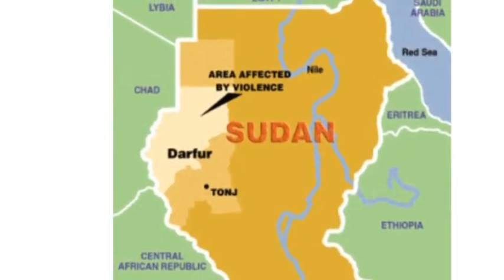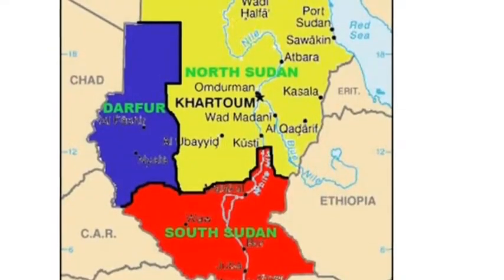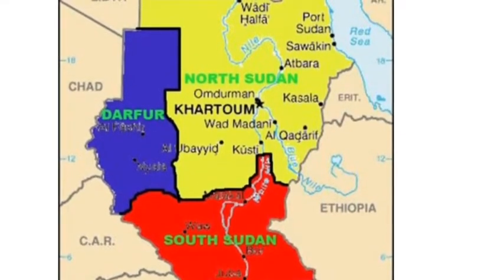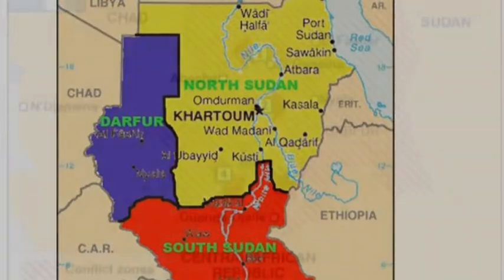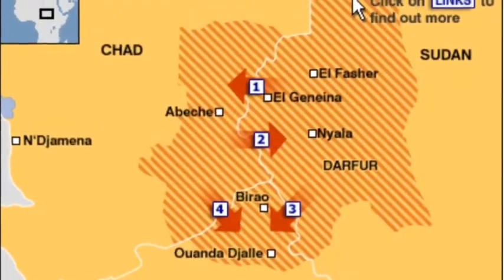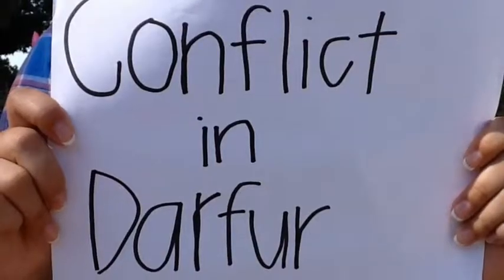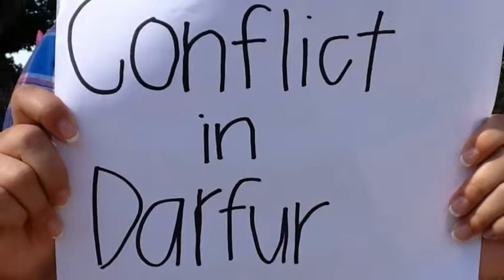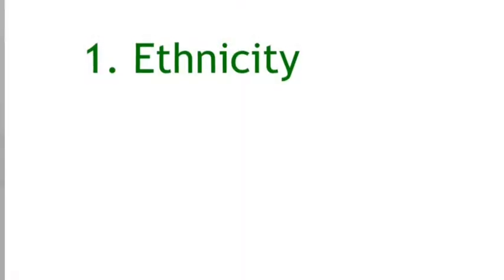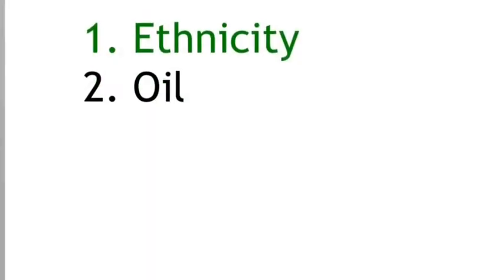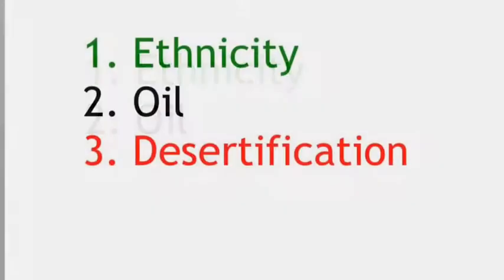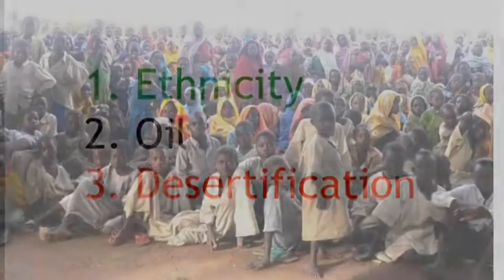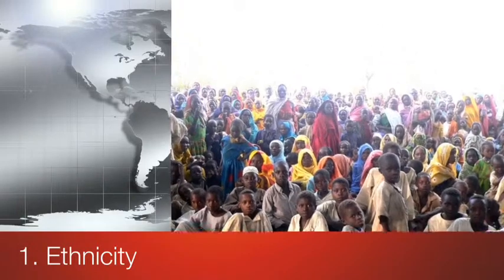Darfur is one of the 9 states in the country of Sudan and is separated into 3 regions. Around 39 million people live there, and 134 different languages are spoken. All of Darfur's conflicts originate from the 3 main problems of ethnicity, oil, and desertification. First off, ethnicity.